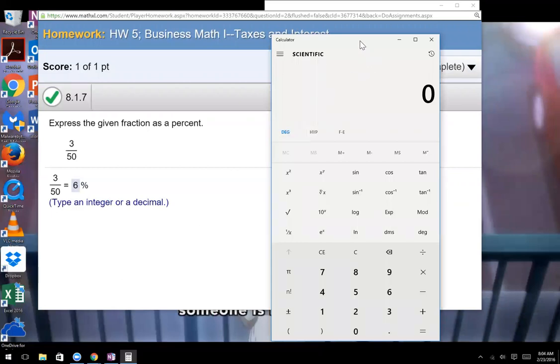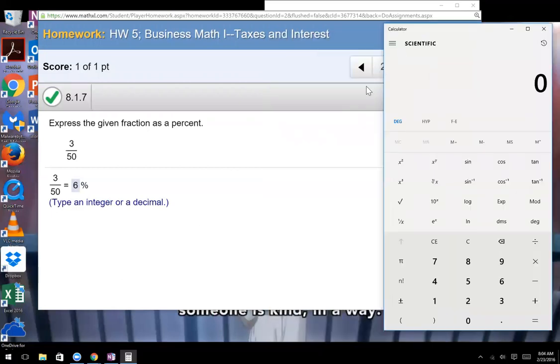Right. So percent really means out of 100. You say, okay, 3 out of 50 is the same as 6 out of 100, so that's 6%. Or if it doesn't come out even like that, you can always grab a calculator. A fraction literally means divide, right? So 3 divided by 50. As a decimal, 3 over 50 is 0.06. And then to make a percent, you move the decimal twice.